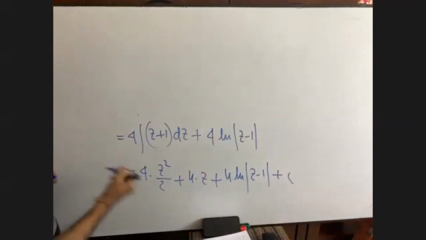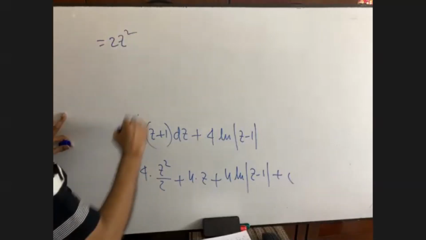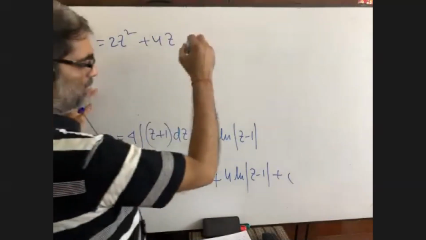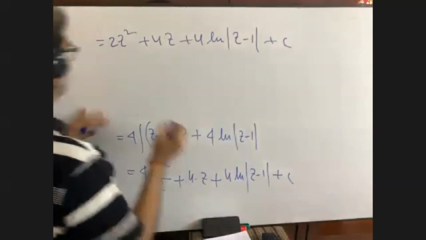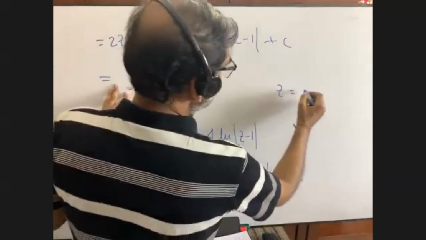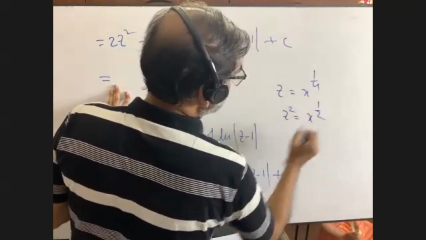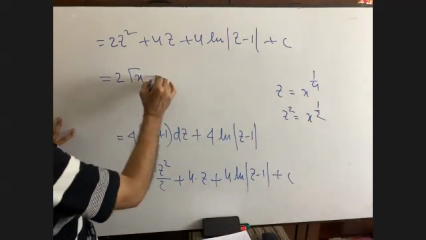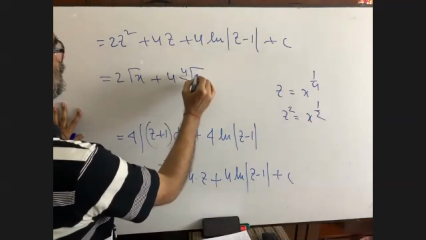Now you see this is 2z square, plus 4z. Then it is 4 ln z minus 1 plus C. What is the value of z? Z equals to what? We let z equals to x to the power 1 by 4. So z square equals to what? X to the power half, right? So it is 2 x to the power half, which means root over x. It is 4z.